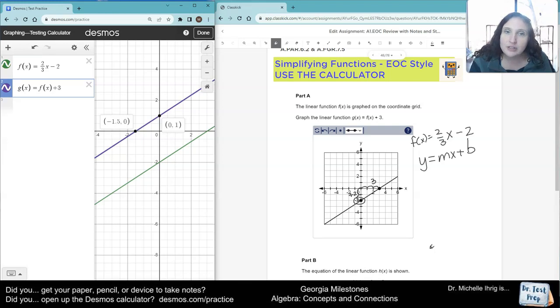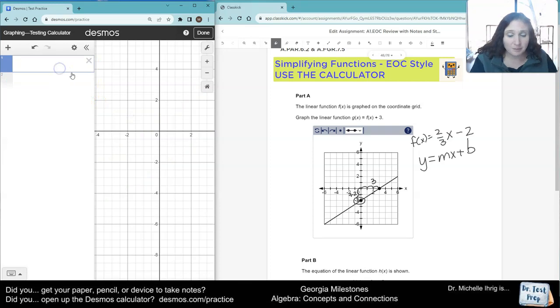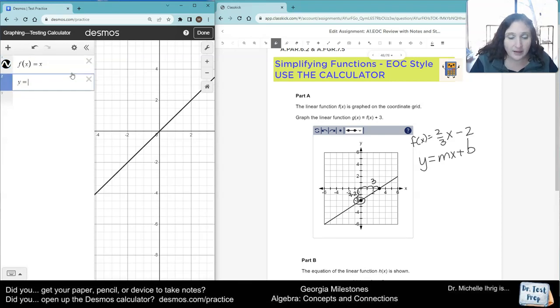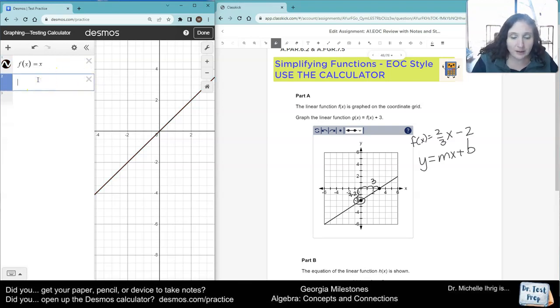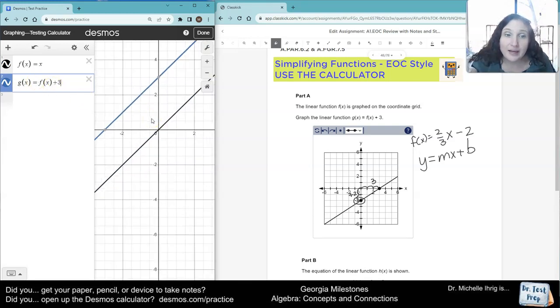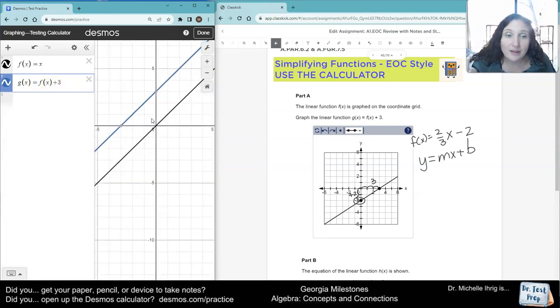Then you can just look for patterns. We know it's a linear equation, so to make life easy, I'm going to just say f of x equals x. Or you could say y equals x. It doesn't matter. Then it says take that equation, y equals x, and add 3 to it. So now I'm just going to do the same thing I did before: g of x equals f of x plus 3. And then you just look for the pattern. You look at how it went between one and the other.